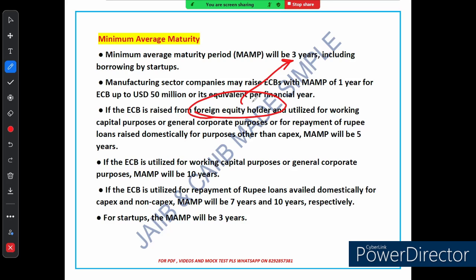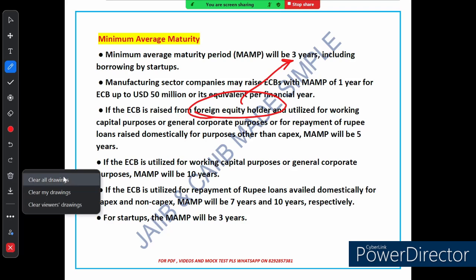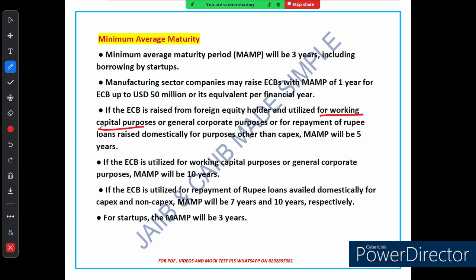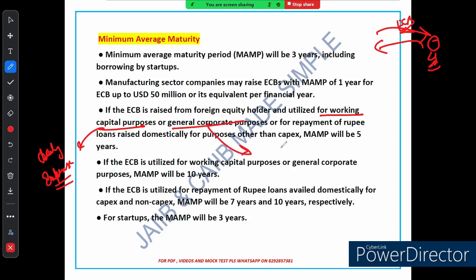So if the money is being used for working capital, I have told you this earlier also. When I say working capital, I mean paying daily expenses. Suppose you have raised money from a foreign equity holder, a person who has equity in your company, and you are using this money for working capital purposes, daily expenses, or general corporate purposes, or even repayment of rupee loan raised domestically, borrowed for anything other than capex. You know what is capex? Like buying equipment and building a factory.